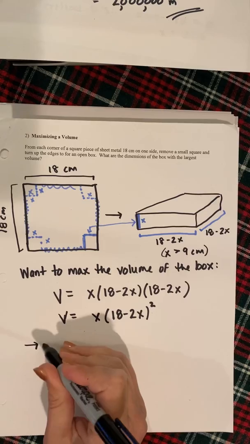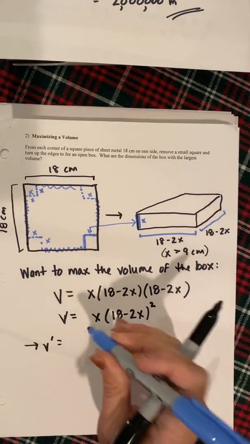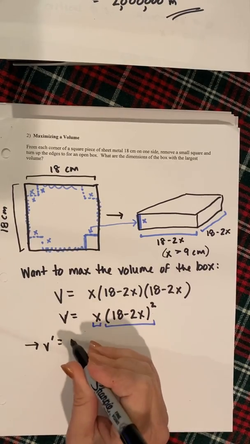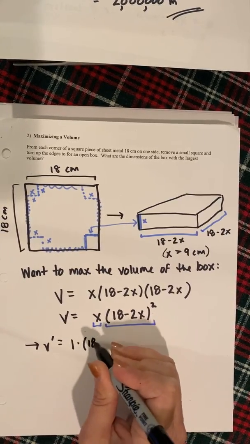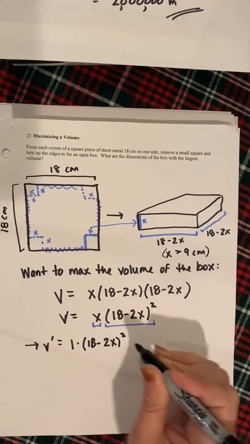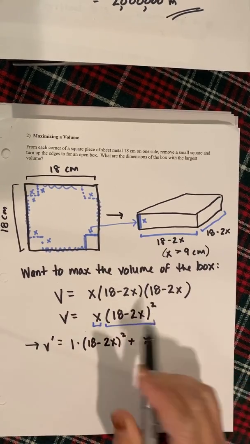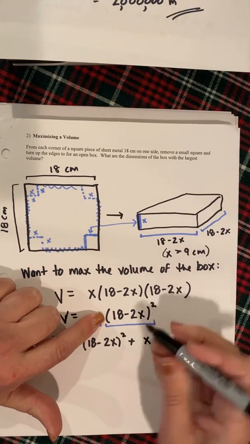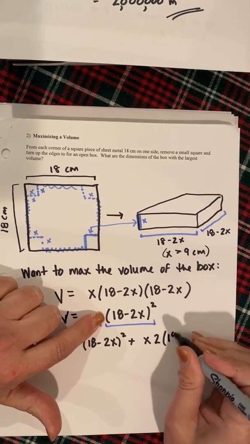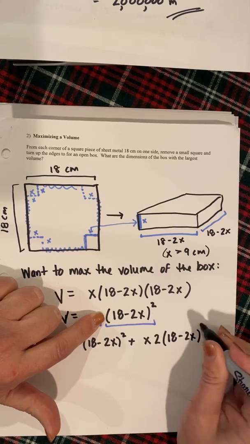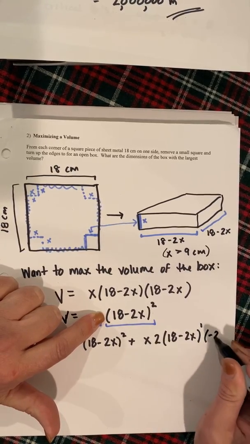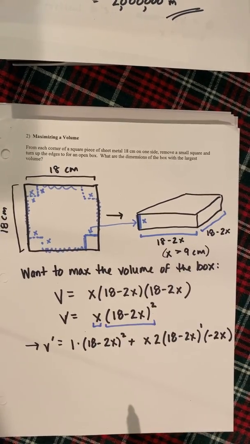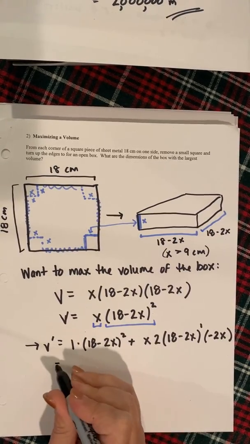So the next step is to take the derivative. I have X times (18 minus 2X) squared, so the derivative of the first is 1 times (18 minus 2X) squared plus the first times the derivative of the second. Now the derivative of quantity (18 minus 2X) squared, well, I bring the power out front, leave what's inside alone, drop the power by 1 times the derivative of what's inside. So I use the chain rule to find the derivative of the second piece. So I'm just going to clean this up a little bit.